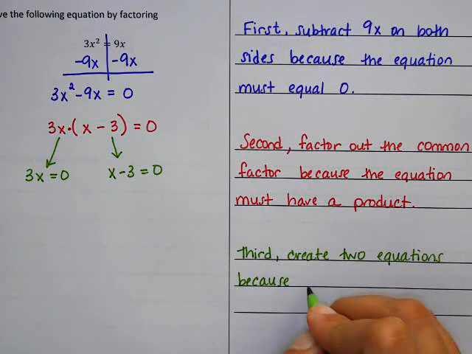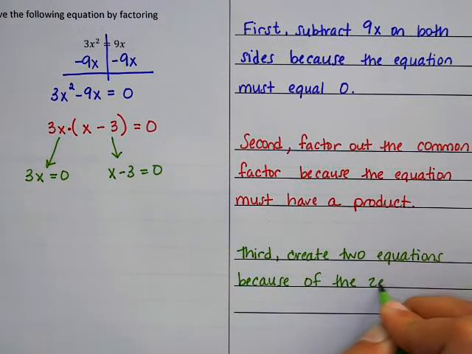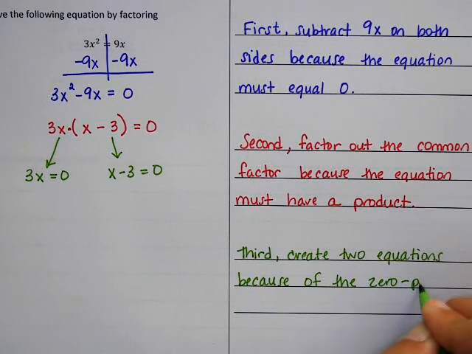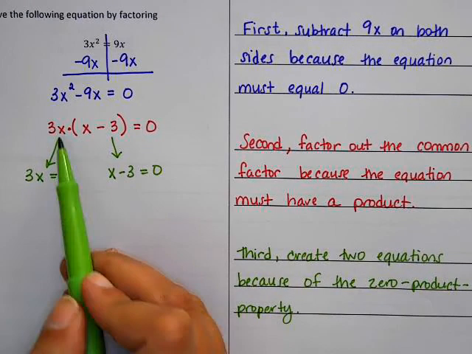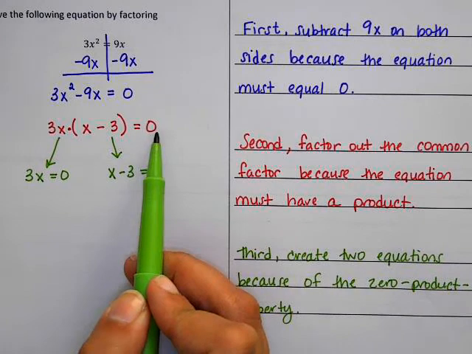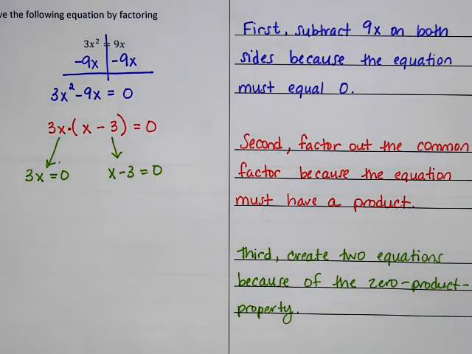So we would say because of the zero product property. And what that property really says is just if you have a product and it equals 0, then one of the factors must equal 0.